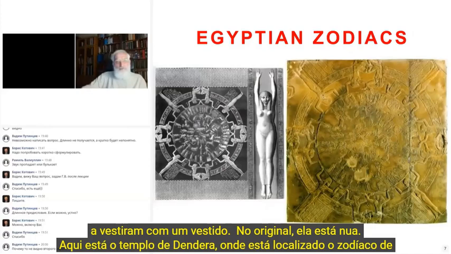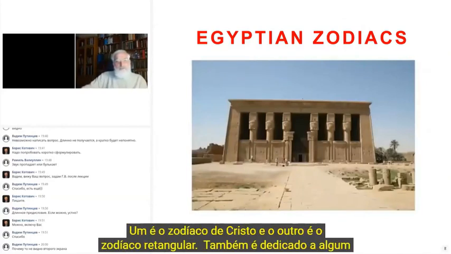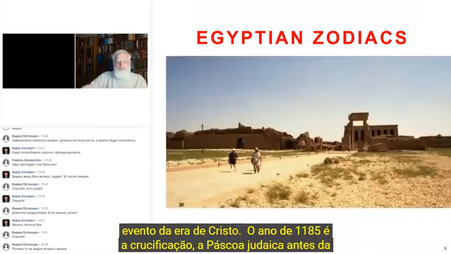Here is the Dendera temple, where the zodiac of Osiris is located. The temple is dedicated to the Virgin Mary. There are two zodiacs there. One is the zodiac of Christ, and the other is the rectangular zodiac. It is also dedicated to some event from the era of Christ. The year 1185 is the crucifixion, the Jewish Passover before the crucifixion.